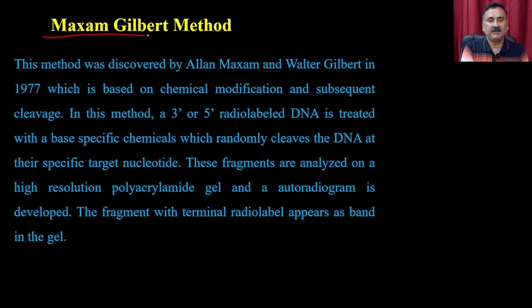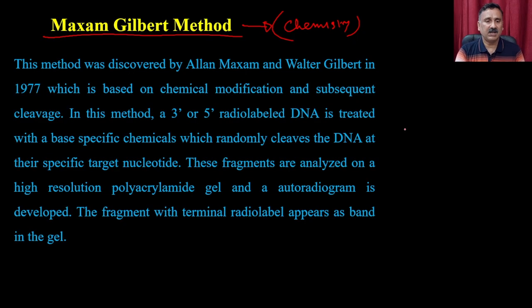Now, let's talk about the Maxam-Gilbert method. The Maxam-Gilbert method relies on chemistry. It utilizes different types of reagents which are base specific. So you can have the A reaction, G reaction, C reaction, T reaction, and so on. That's how it does the same thing that Sanger did with the help of the enzyme, but here you are using different types of chemical reagents.